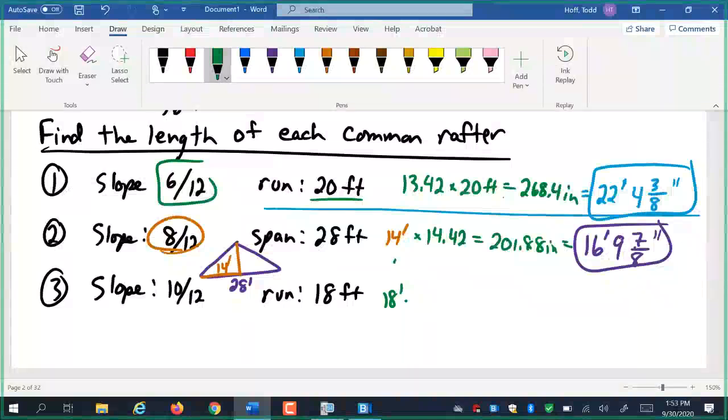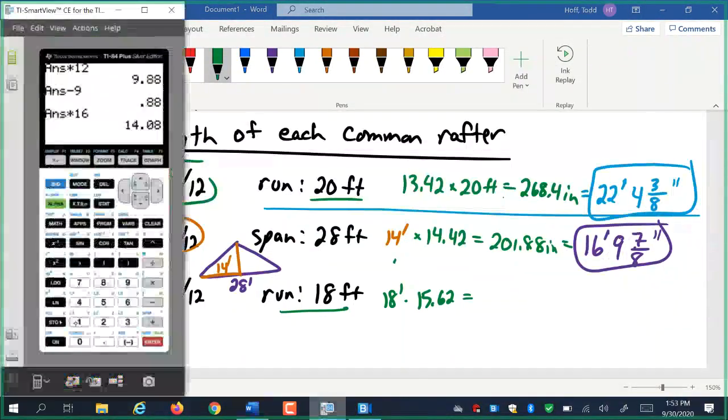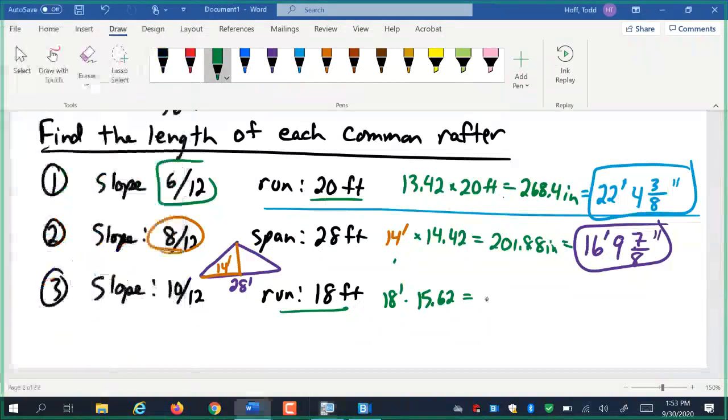For the last one there, 10/12 slope. 10/12 is 15.62. My light's a little lighter. It is 15.62. So it's an 18-foot run, so we are just going to use 18 times 15.62. 281.16 inches.